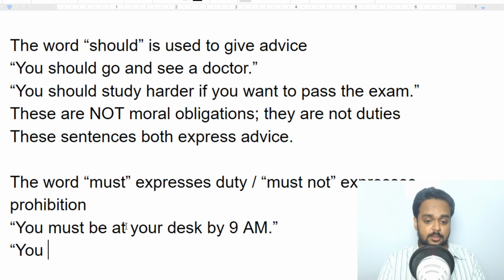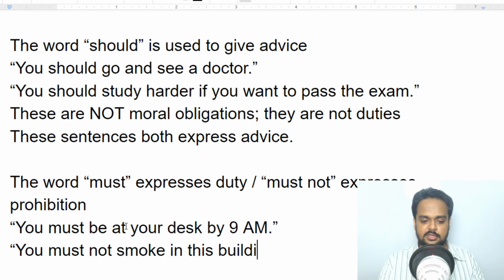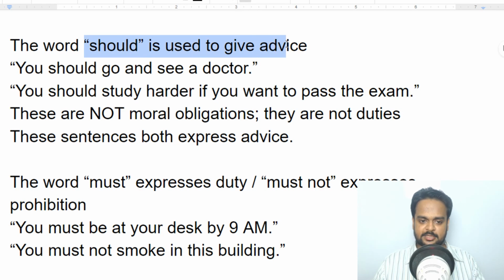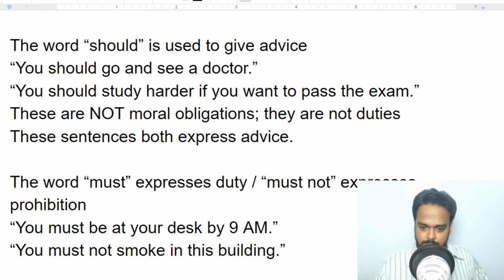You can also use must not. You must not smoke in this building. This expresses prohibition, or it says that you are not allowed to do something. Okay? This is the difference between should and must. Should expresses advice, must expresses duty or prohibition.